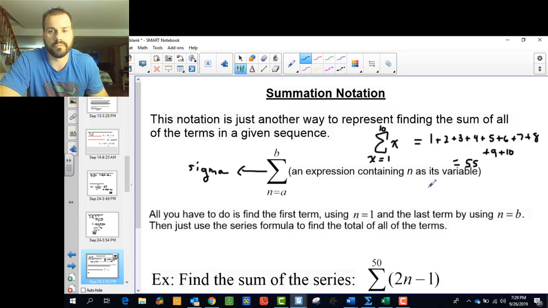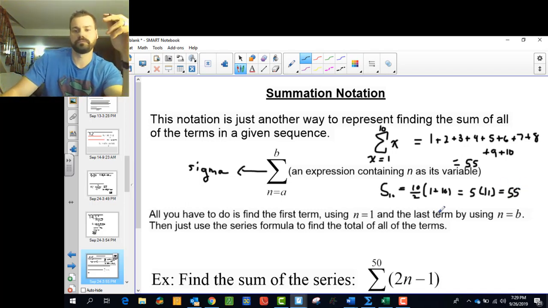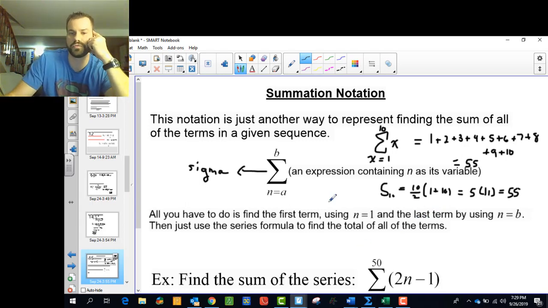And so you can use either method. In other words, you could do this. You could say, I want the sum of the 10 terms. So it's 10 divided by 2 times the first term, which is 1, plus the last term, which is 10. So that gives me 5 times 11, and that's 55. So there are 2 ways to do it. You can actually expand it and write it out, or you can use the sum formula.